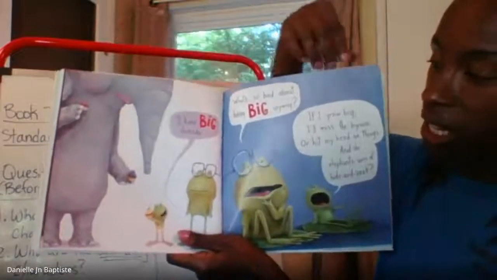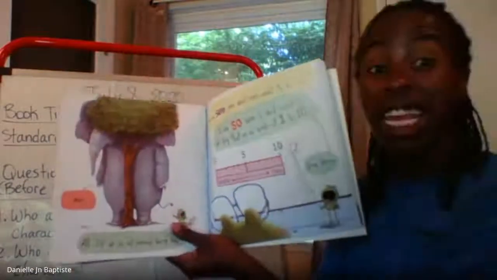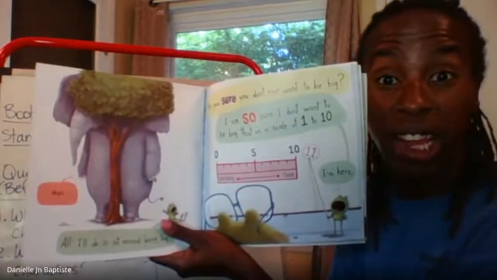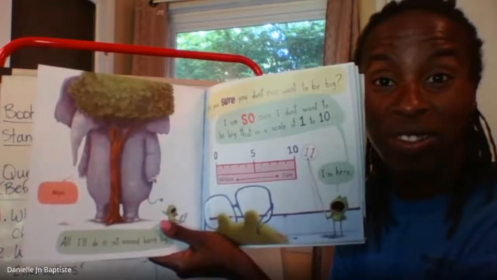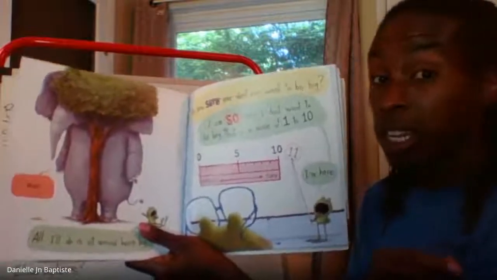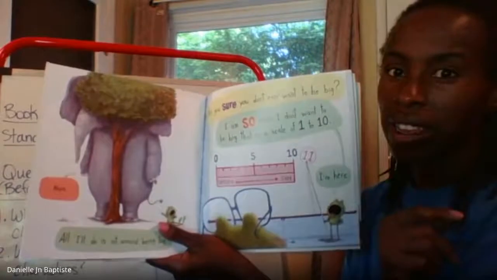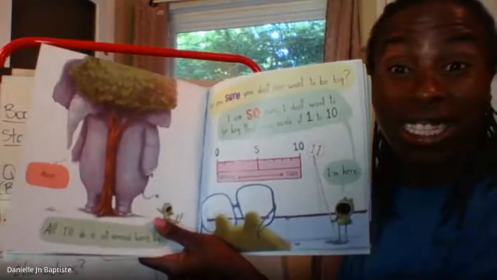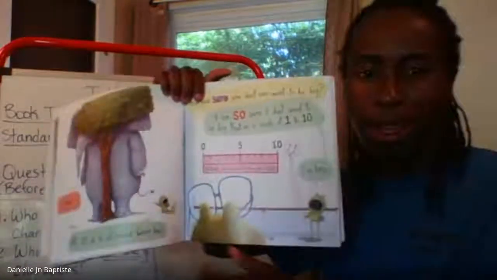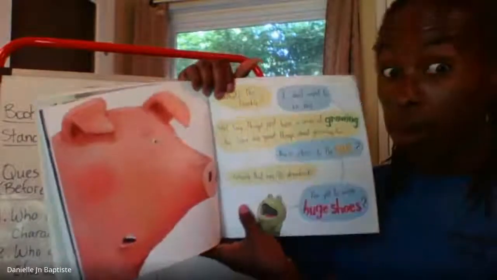So is the elephant that's on this page and on this page a secondary character or a main character? He's a secondary character. Just because we saw him on 2 pages doesn't mean that he's a main character. The story is not mostly about him. Let's keep going. How about the pig?